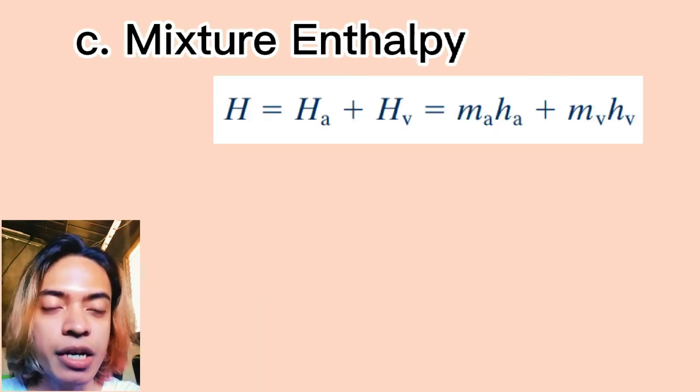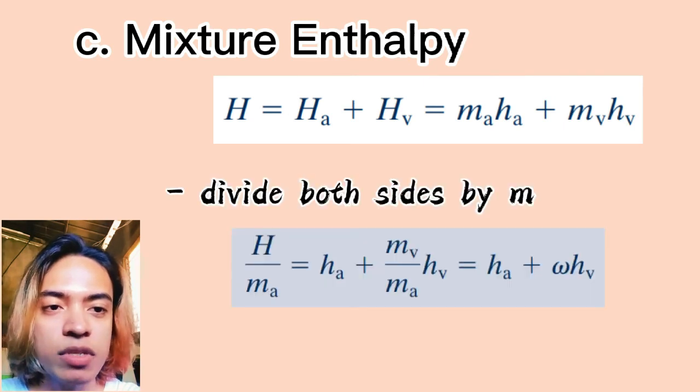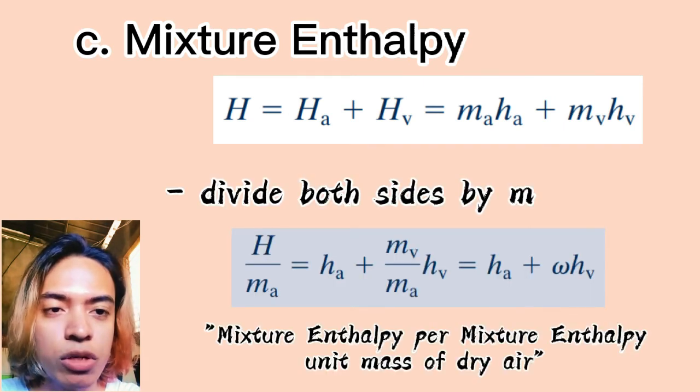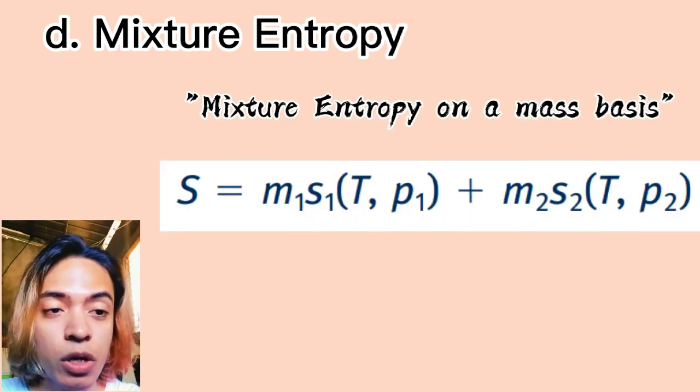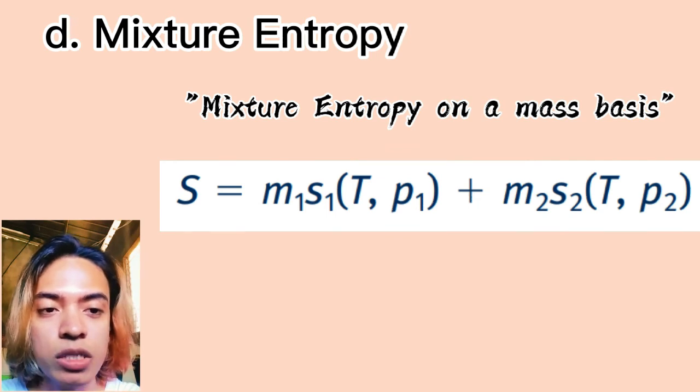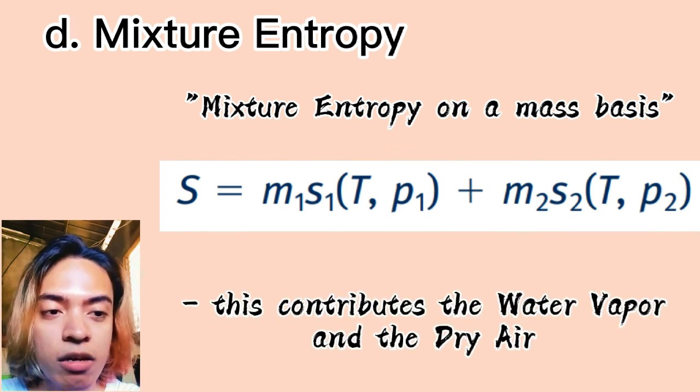C. Mixture enthalpy. The enthalpy of a given moist air sample is H equal to maha plus mvhv. Dividing by ma will give us the mixture enthalpy per unit mass of dry air. D. Mixture entropy. Meanwhile, the mixture entropy on a mass basis is S equal to m1s1 plus m2s2. But in moist air, the mixture entropy has contributions from the water vapor and the dry air.